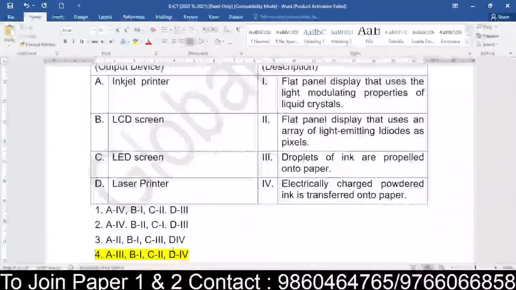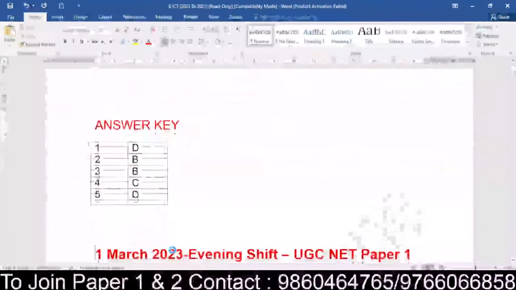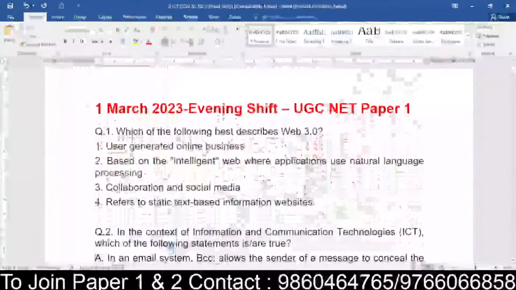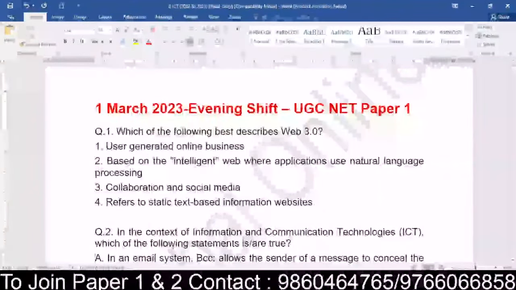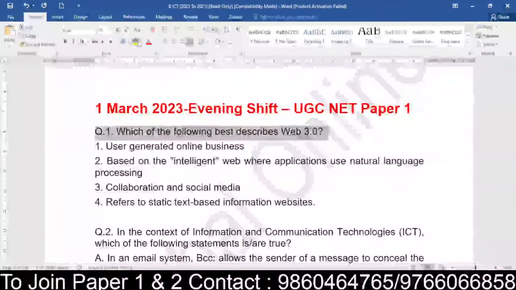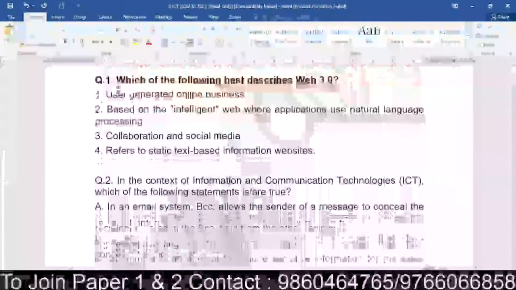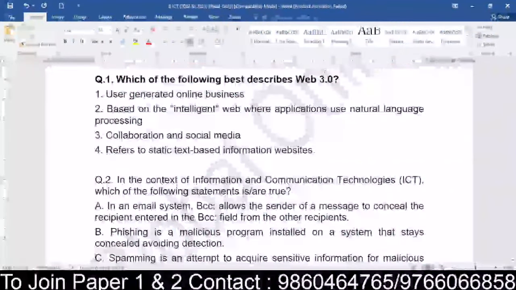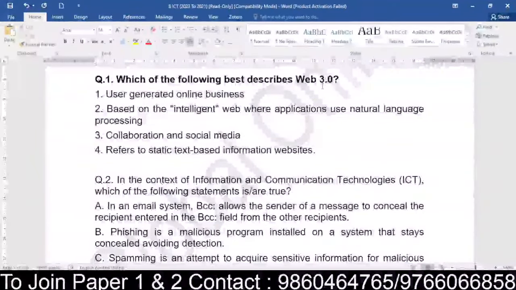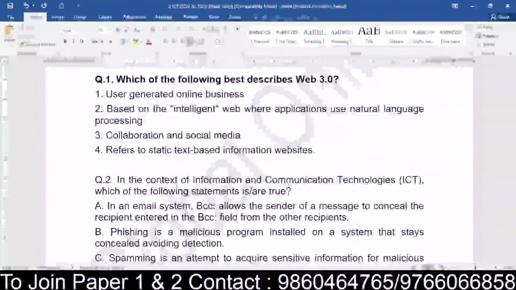Is it clear? Okay, now coming to the next set of papers quickly so that we have a lot of time to get more questions. We are taking the March 2023 paper only. Shift-wise, I have bifurcated the papers also. The first question is, which of the following best describes Web 3.0? It's a user-generated online business, or is based on intelligent applications, collaboration and social media, or refers to static text-based information websites.